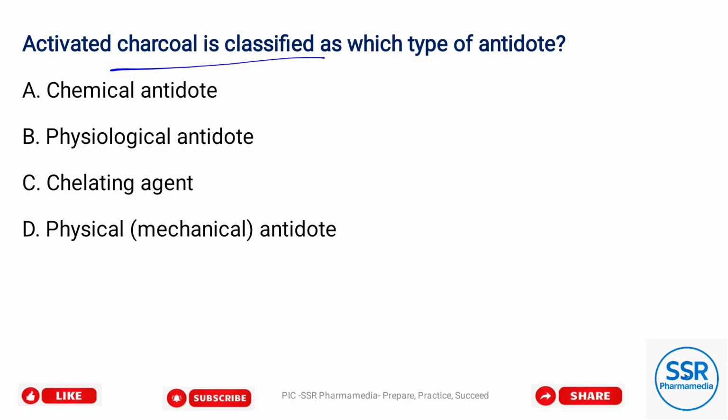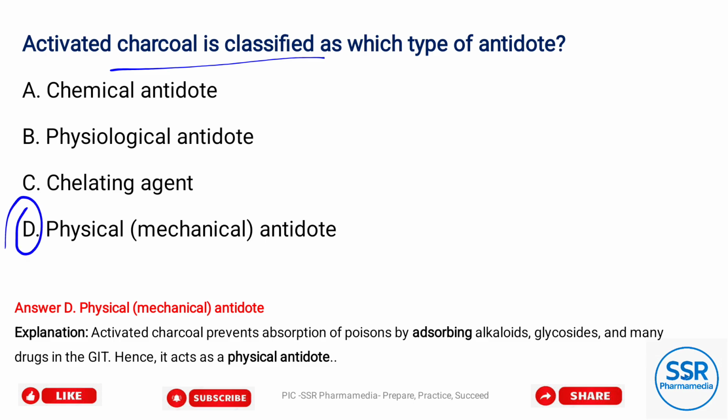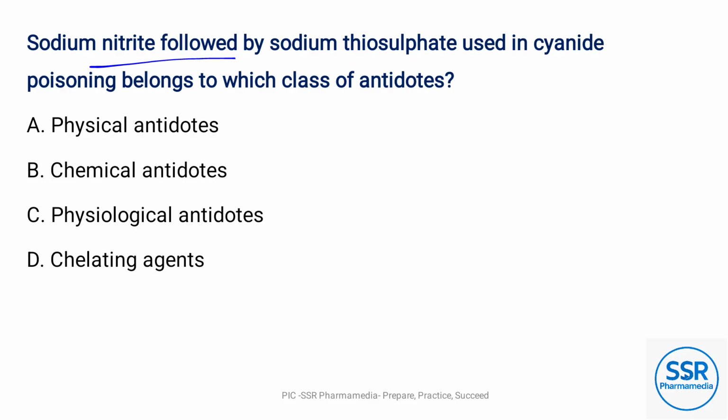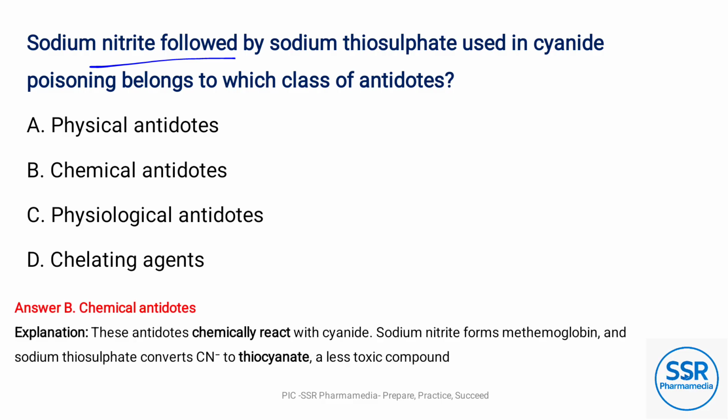Activated charcoal is classified as which type of antidote? So option D, physiological or mechanical antidote. Sodium nitrate followed by sodium thiosulfate used in cyanide poisoning belongs to which class of antidote? So option B, chemical antidote.